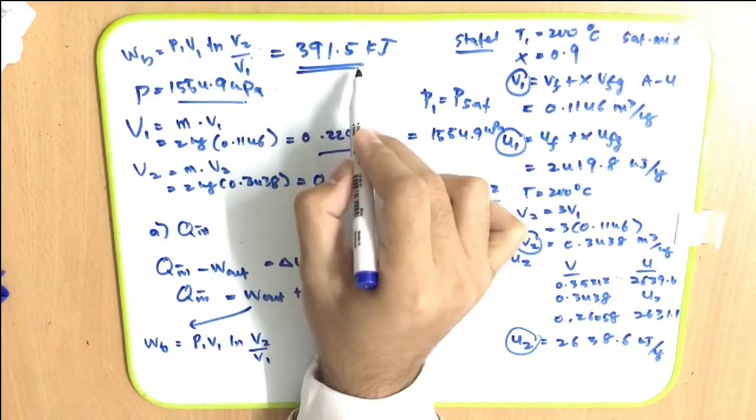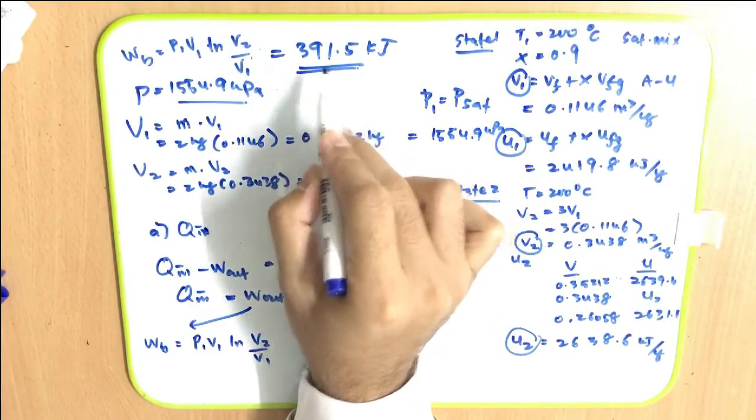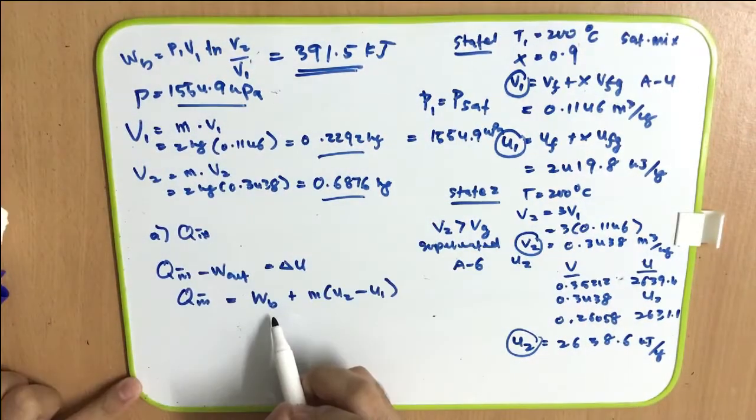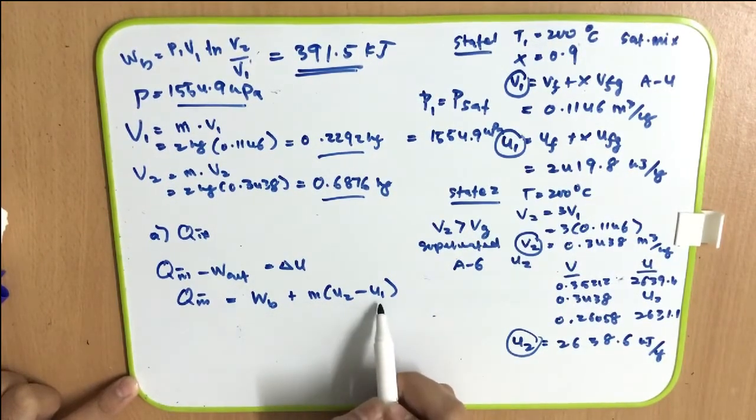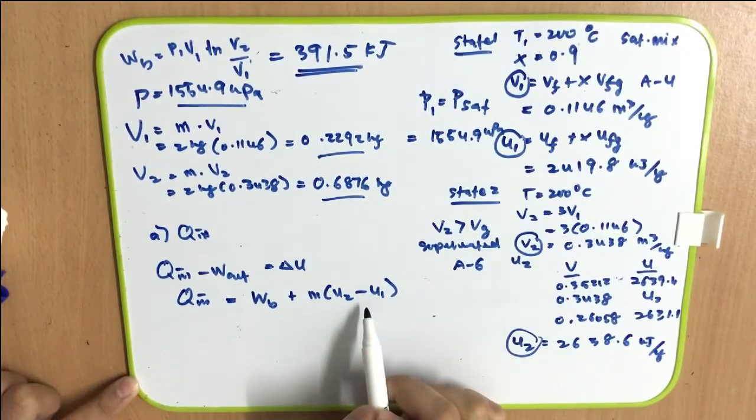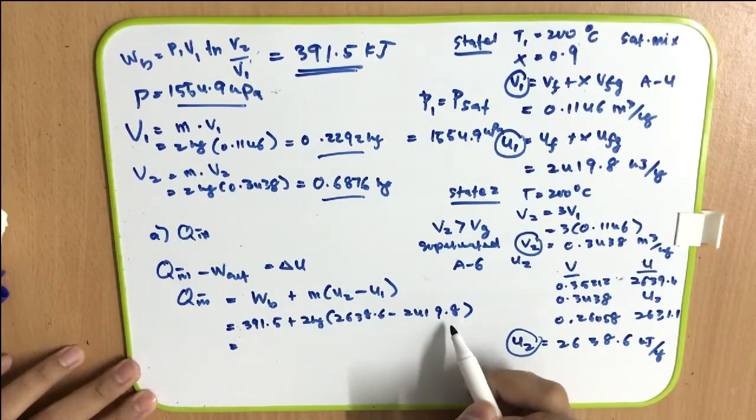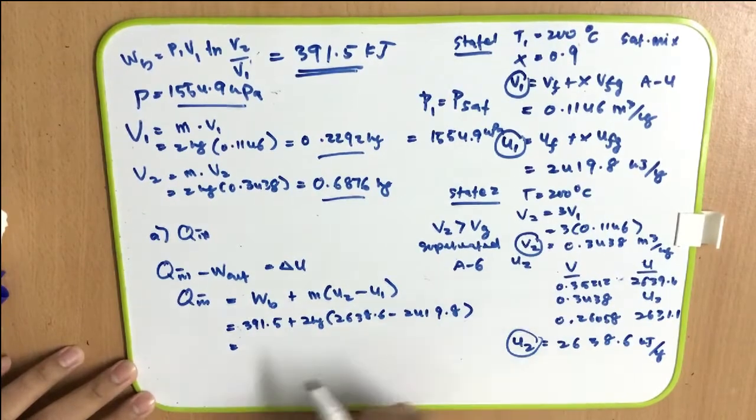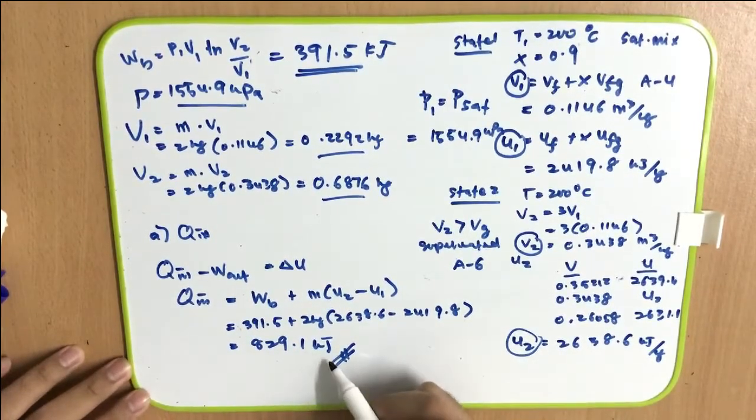After we have found this value, we can substitute the value for work inside this equation. Other than that, we already know the values for U2 and also U1, so we can substitute them into this equation. So it will look like this. Then after we solve, we will get 829.1 kJ.